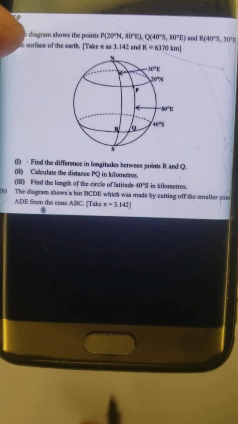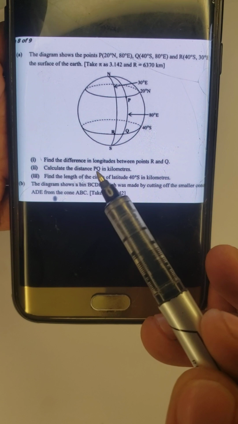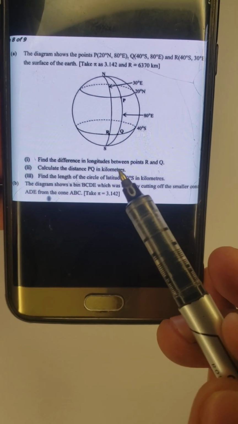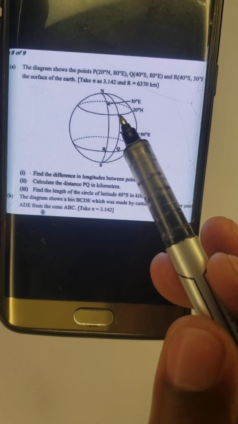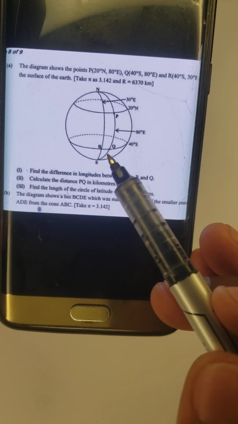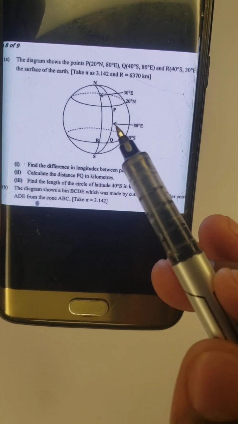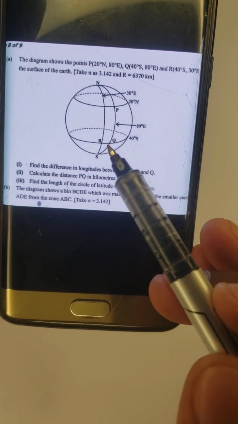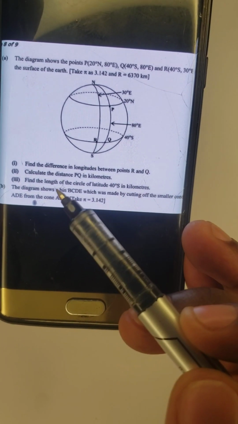And for part 2, I've been asked to calculate the distance PQ in kilometers. So the distance from P to Q. PQ lies in longitude 80 degrees east. So what you're going to do is find the difference in latitude first before we find the distance.